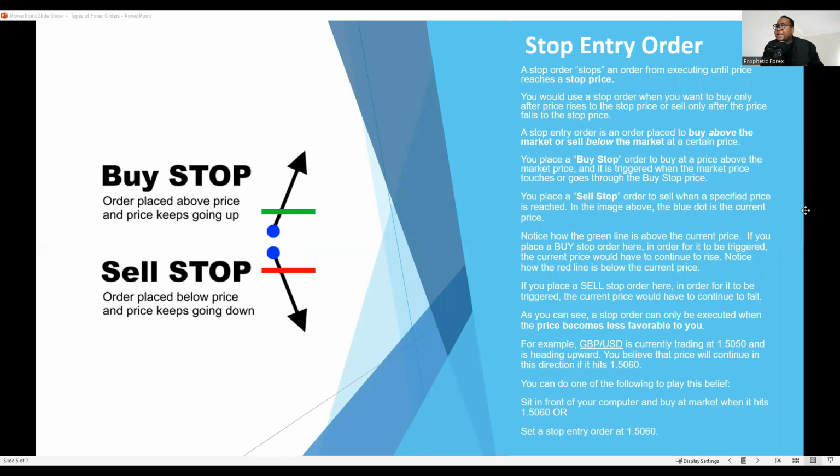So a stop entry order is an order placed to buy above the market or to sell below the market at a certain price. So you place a stop, or a buy stop order. Just as you can see here, I'm going to jump through everything just to explain it very easily. So a buy stop, you'll be placing it. Let's just conclude that the market is here. You place your buy stop right here, right? According to your own analysis or whatsoever, you believe that price needs to continue up.